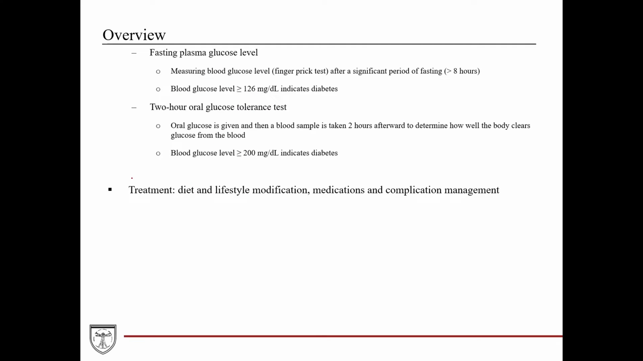There are a couple other tests that can be used, but they're not as commonly used, mainly for practical reasons. A1C, you can just take it. Someone doesn't need to be fasting or anything like that. It doesn't need any follow-up. You take the test one time and that's it.